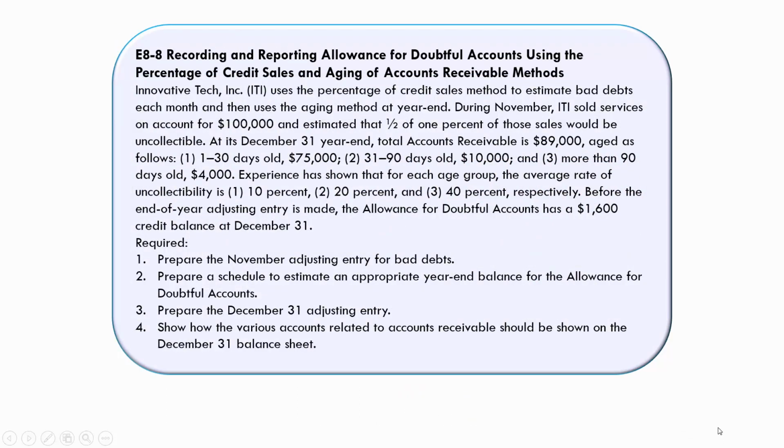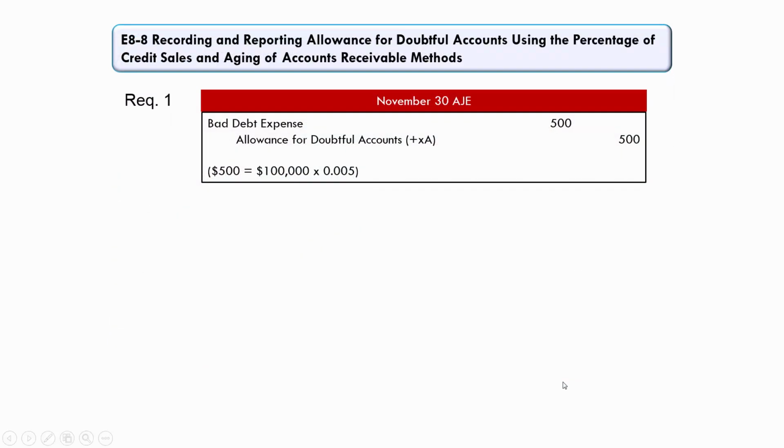In the next problem, we're using percent of sales. Now, if you use percent of sales, you don't need to use the buckets, right? If you use the aging method, which is the second one here, then you have to use the buckets. So the easiest methodology that we have is percent of sales. The first one I'm going to do as percent of sales. You take the 100,000, and if you predict half of 1% is going to be bad accounts, then you're recording it like this.